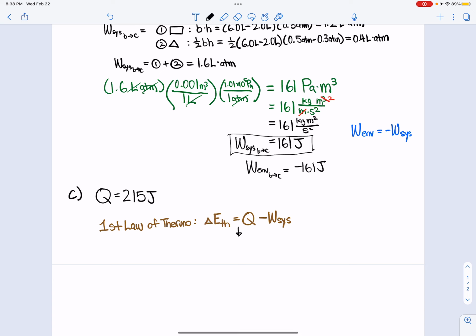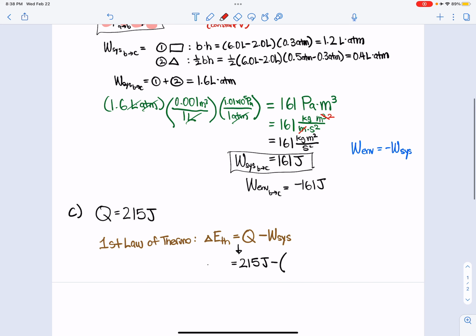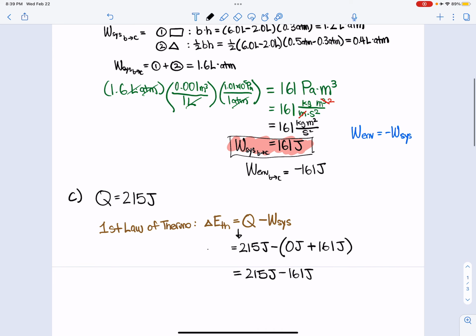Okay, let's plug the stuff we know in. So delta ETH is equal to 215, which is our Q, 215 joules, minus work done by the system. And again, remember, in our case, work done by the system is actually two things: work done by the system from A to B, or 0 joules, plus work done by the system from B to C, which is 161 joules. Okay? And so that would equal 215 joules, obviously the term here is 0, so we can ignore that, minus 161 joules is equal to our change in thermal energy. And if we plug that in the calculator, we'll find that the change in internal energy is equal to 54 joules. Okay, and that's the final answer for part C.